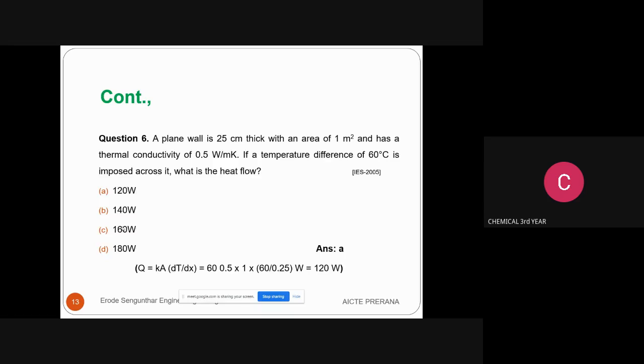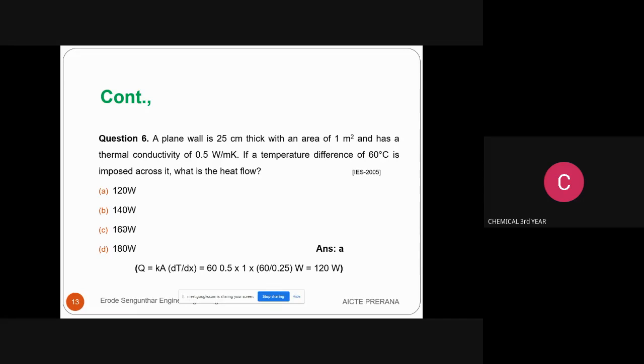And if we move to question number 5: a plain wall is 25 centimeter thick with an area of 1 meter squared and has a thermal conductivity of 0.5 watt per meter Kelvin.